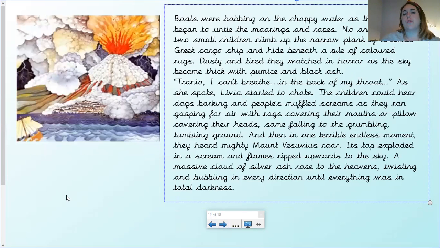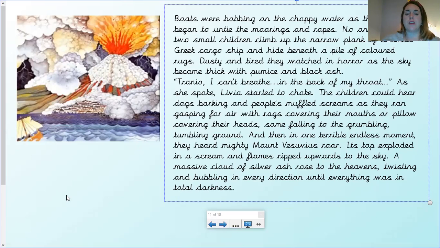Boats were bobbing on the choppy water as the men began to untie the moorings and ropes. No one noticed two small children climb up the narrow plank of a small Greek cargo ship and hide beneath a pile of coloured rugs. Dusty and tired, they watched in horror as the sky became thick with pumice and black ash. Tranio, I can't breathe, in the back of my throat. As she spoke, Livia started to choke. The children could hear dogs barking and people's muffled screams as they ran, gasping for air, with rags covering their mouths or pillow covering their heads, some falling to the grumbling, tumbling ground. And then, in one terrible, endless moment, they heard mighty Mount Vesuvius roar.